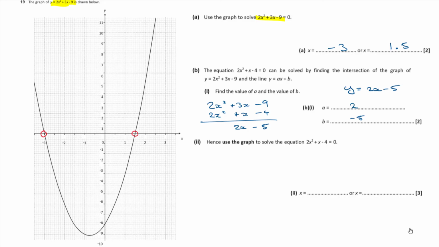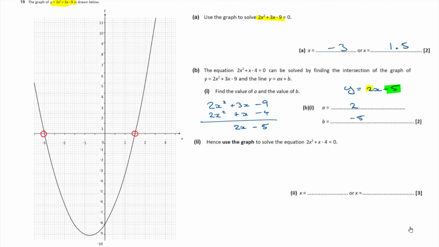Hence, use your graph to solve the equation 2x squared plus x minus 4 is equal to 0. So I just need to plot the equation y equals 2x minus 5 on my graph. I tend to do that just using the gradient and the y-intercept. The negative 5 part is the y-intercept, isn't it? It's the value of c. And the gradient is the coefficient in front of x, which is 2. That tells me that my graph needs to cross through the y-axis at negative 5, and it also tells me for every 1 unit I go along, I'll go 2 units up, so I can use that to work out the point.